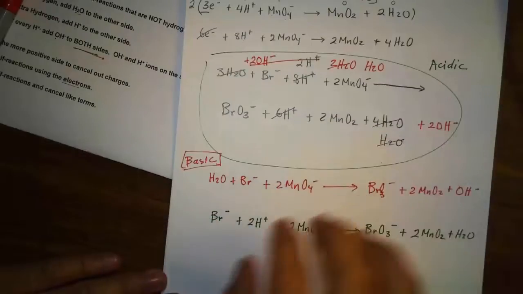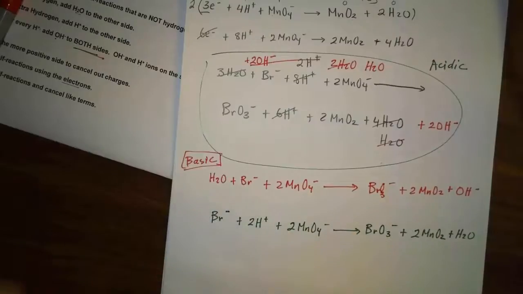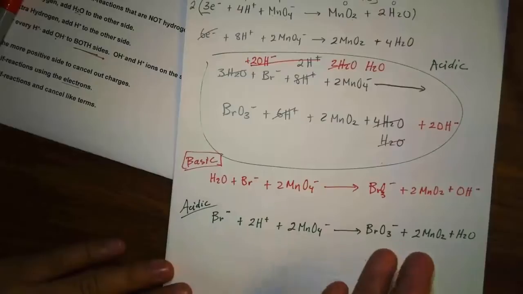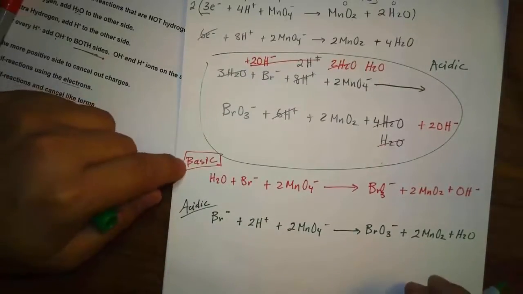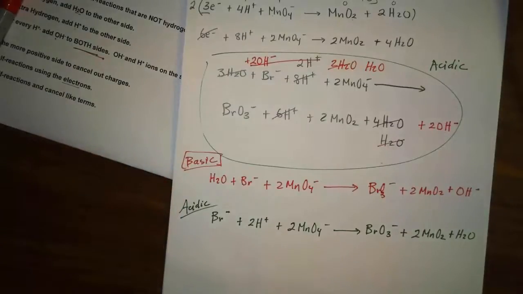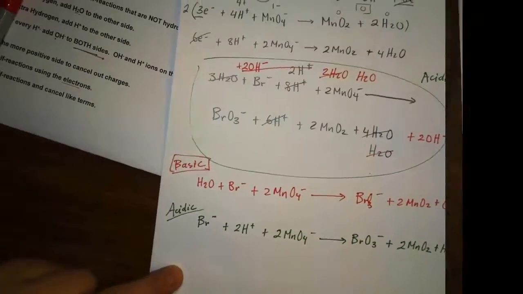So again, I take this acidic and rewrite down here, and here is our basic condition. So this is your acidic condition right there, which I should write first, but I forgot. Now let's go back, and that is your final answer in terms of the basic condition for this redox reaction. Just be careful, this is BrO3-, okay?